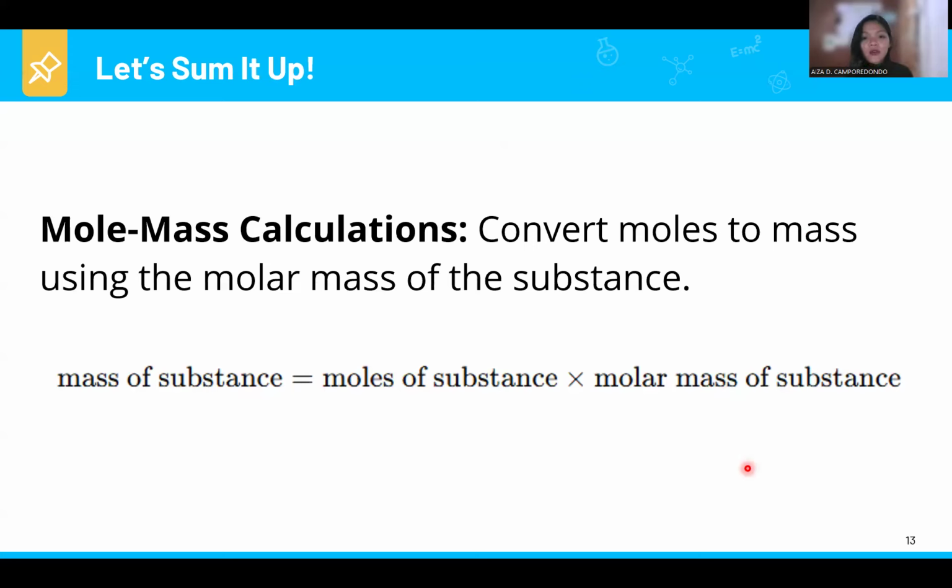The second calculation is mole to mass. This is used to convert moles to mass or mass to moles using the molar mass of the substance. So the mass of the substance is equal to the moles of the substance multiplied by the molar mass of the substance.